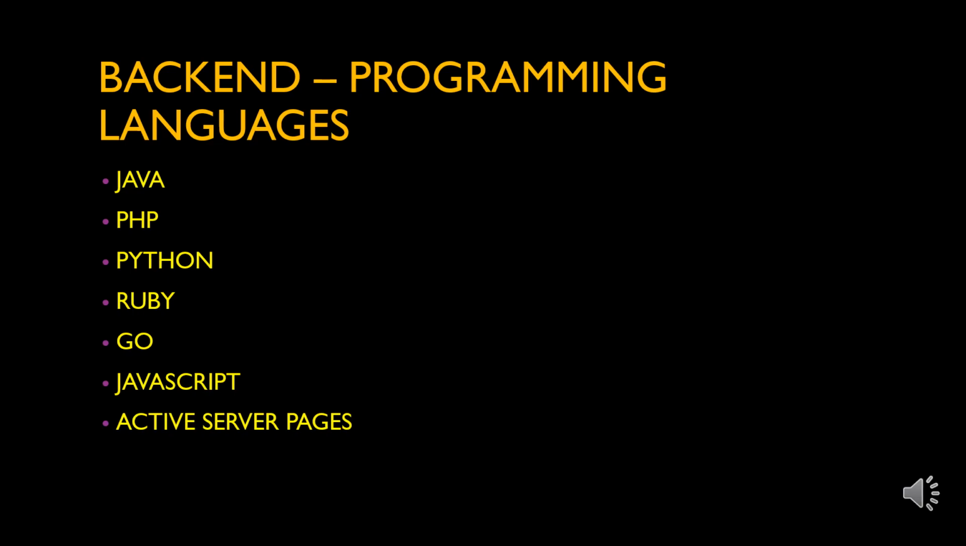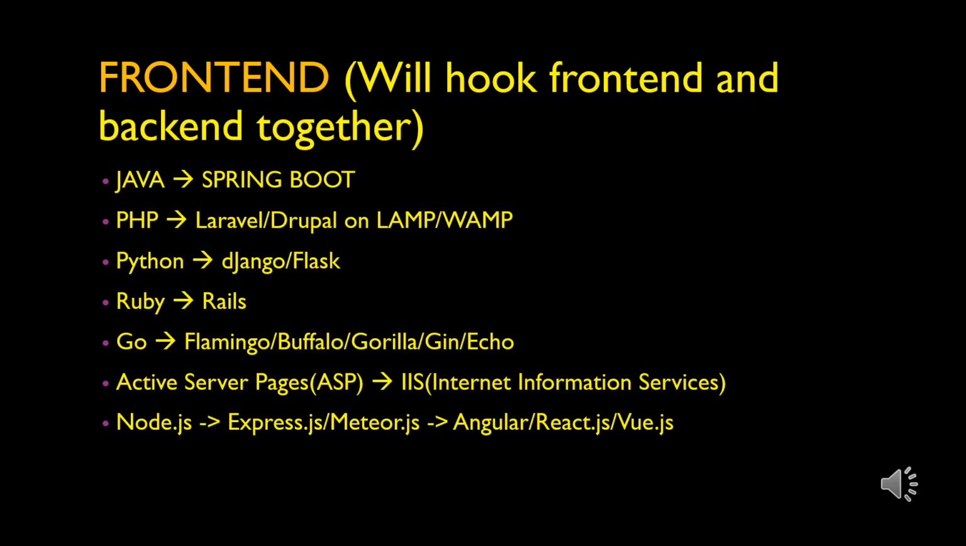Based on the backend, I will tell you what frontend or framework you can choose. I have shown how it will hook the front end and backend together. Java is a programming language. You can use Spring Boot. Spring Boot has a well structured architecture for handling the web development pages and the backend things. Everything is tied up well with Spring Boot. If you know Java well, you can go for Spring Boot as a choice for developing web-based applications.